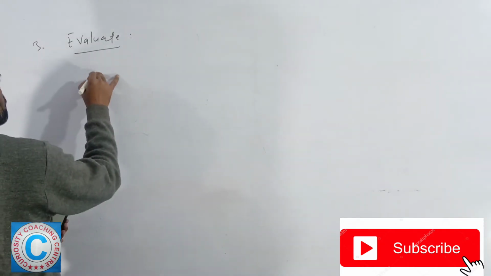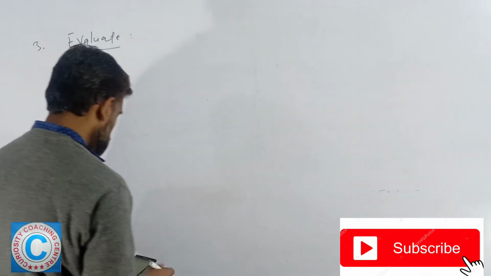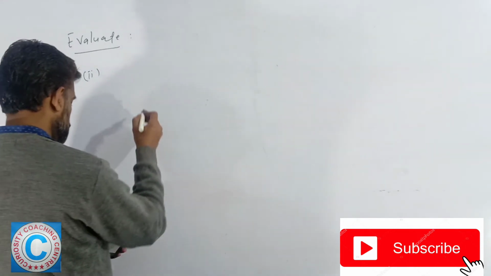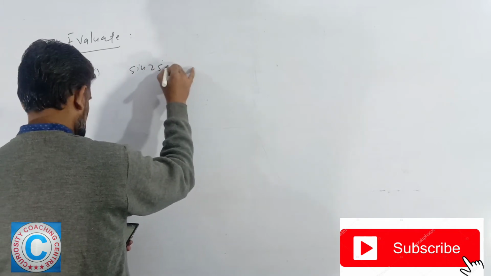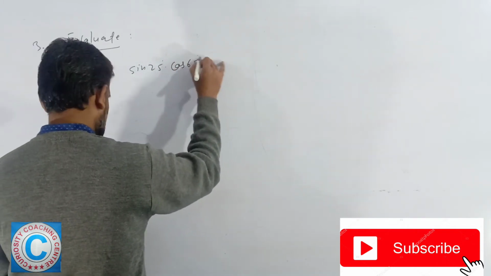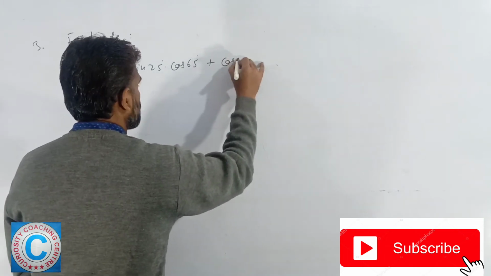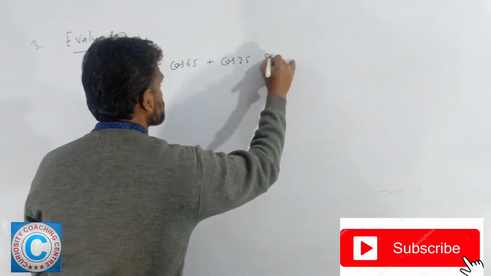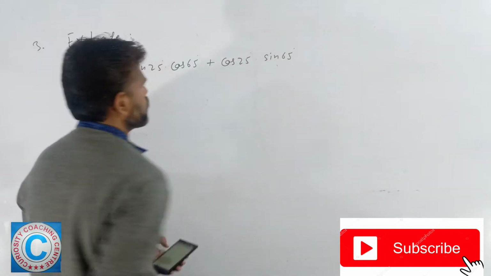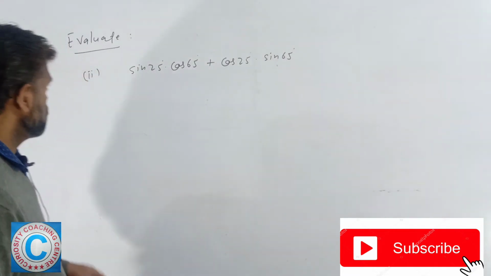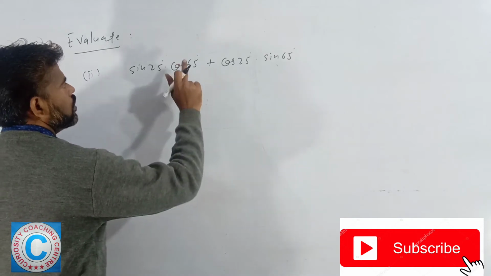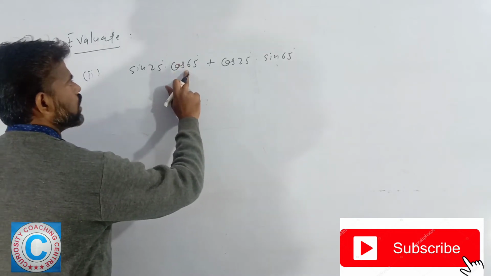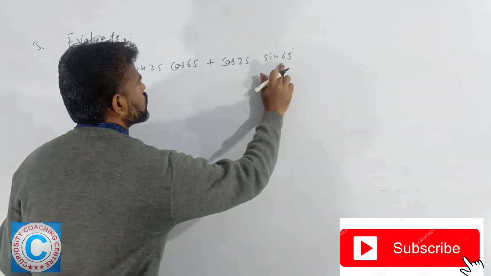Question number 4. Sin 25 degree into cos 65 degree plus cos 25 degree into sin 65 degree. Here we will change this one into sin and this one into cos.